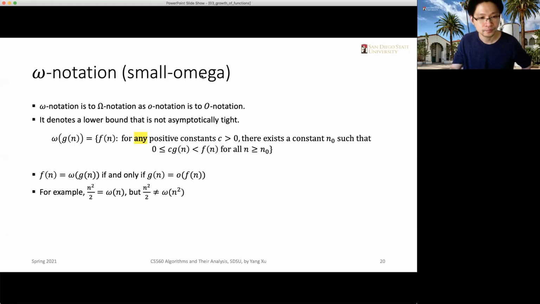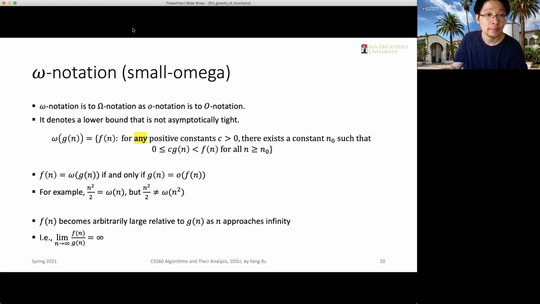Okay, and if we describe it with the limits language, it basically says that when n approaches infinity, then g of n will be really small compared to f of n, which leads to the ratio of f of n over g of n approaching infinity, okay, which is basically the opposite of the small o notation.